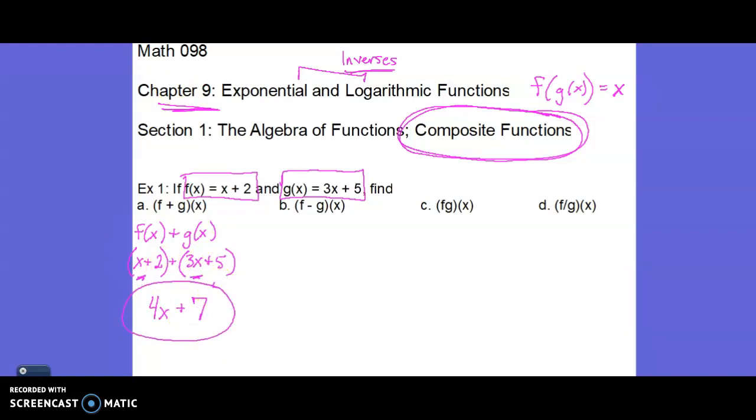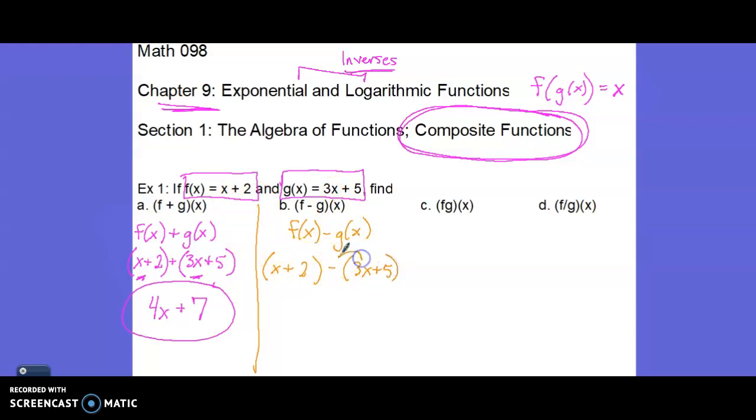So let me change colors and explain why in letter B you want to use parentheses. So it's really set up the same way. This is shorthand for saying the function f of x minus the function g of x. We can write it either way, so make sure you're familiar with that. So this time I want to use parentheses because, let me copy it down first. F is x plus 2. G is 3x plus 5.